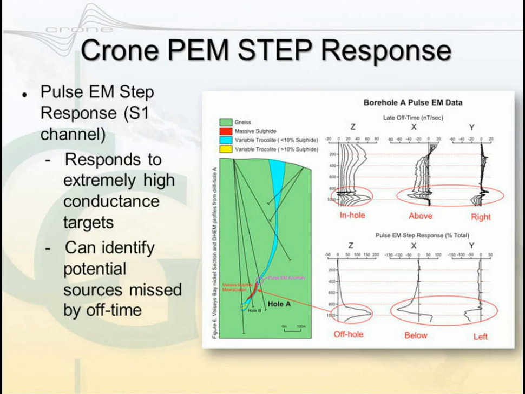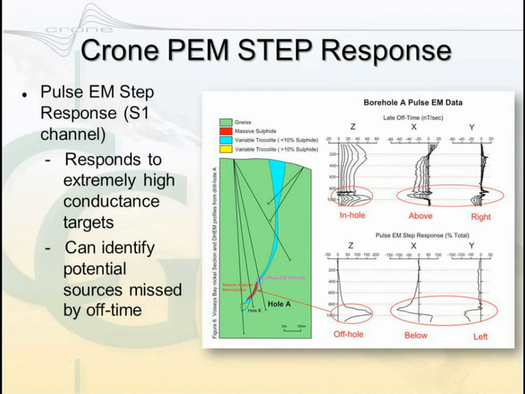In this example, we have hole A, which intersects right here, through basically less than 10% sulfide. Looking at the off-time data, you do see an in-hole response because you have intersected it, and you also get a response that indicates above and to the right in the XY data. Now looking at the step data, we actually see an off-hole response, indicating that something is below and to the left of the hole.